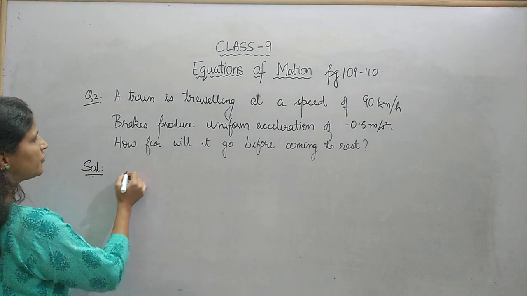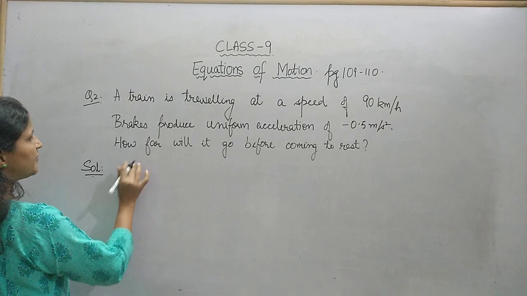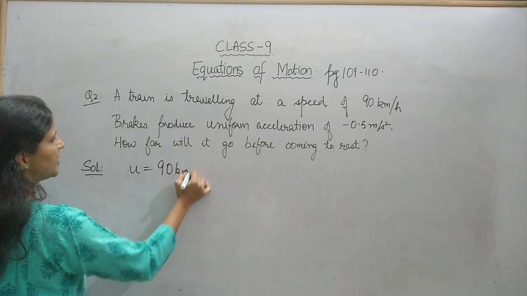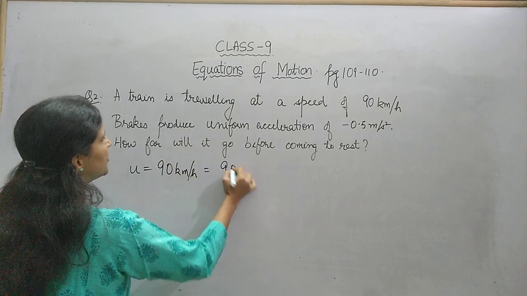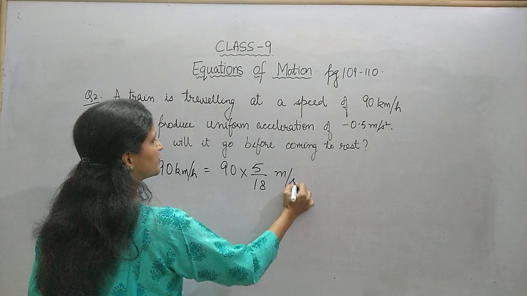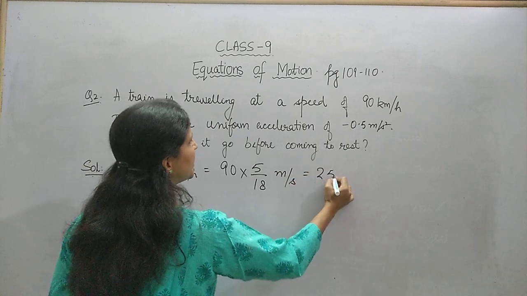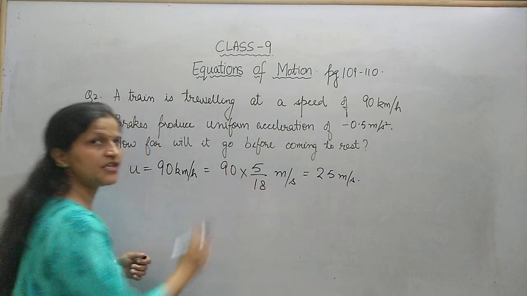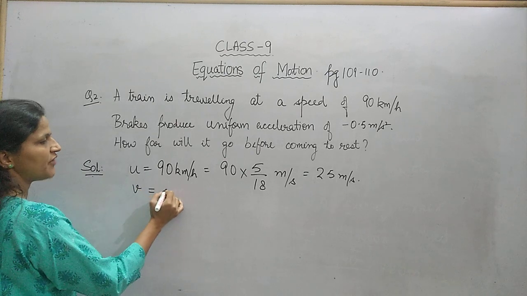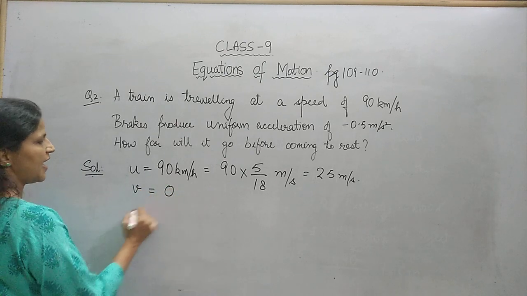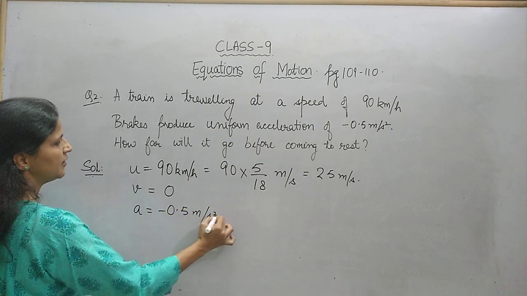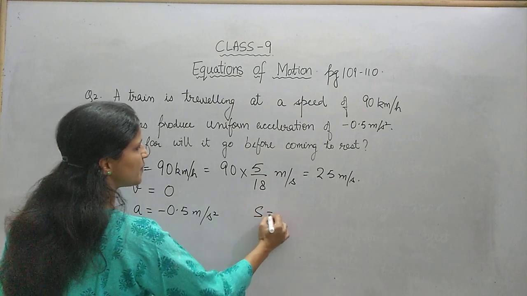It means we are required to find out the displacement and the initial velocity in this case is given as 90 km per hour. 90 km per hour can be converted into meter per second by multiplying it with a factor of 5 by 18. This gives us 25 meter per second. So this is the initial velocity of the train. How far will it go before coming to rest? It means that the final velocity has to be 0. Acceleration in this case is minus 0.5 meter per second square and we are required to find out the displacement.